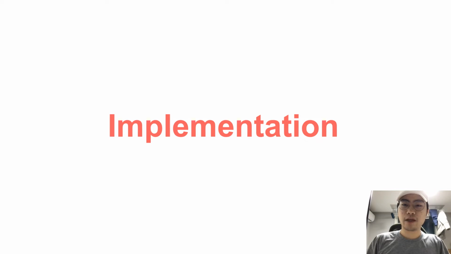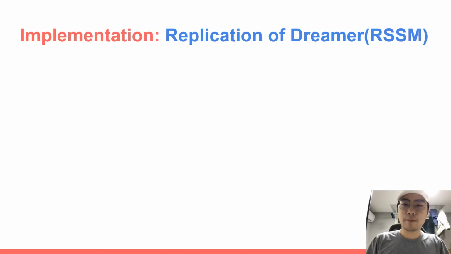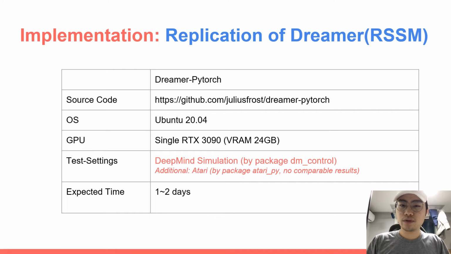Now I will explain the implementation part. We first explain the application of the original Dreamer, which is based on the RSSM world model. We use the open source code which is implemented based on PyTorch and test the model on the DeepMind simulation package. Each experiment takes about 1 to 2 days on an RTX 3090.